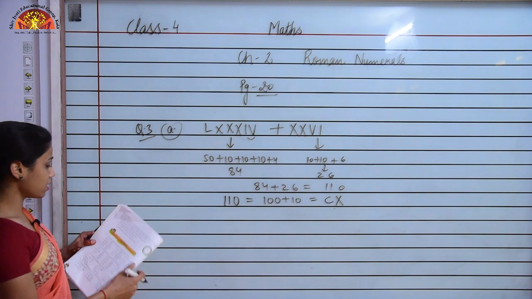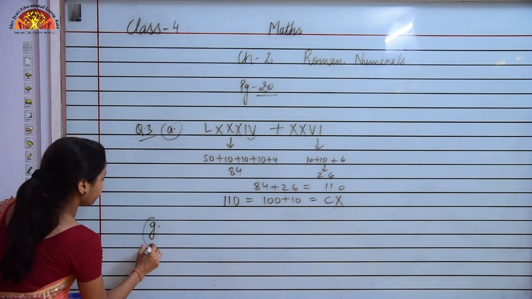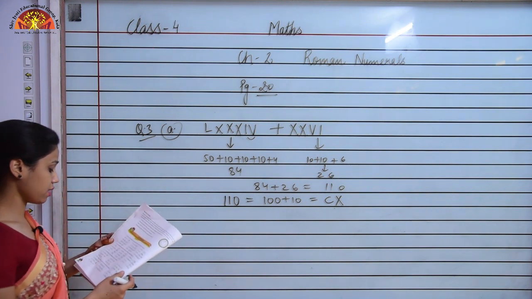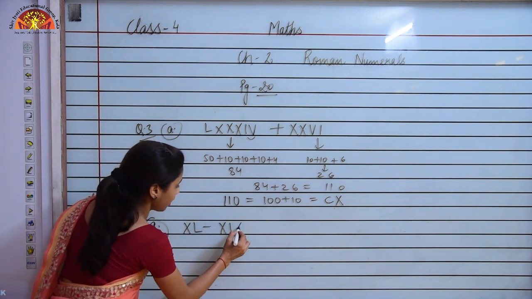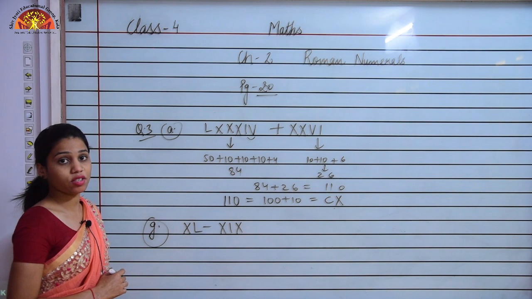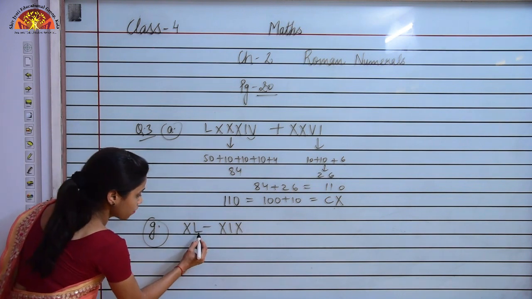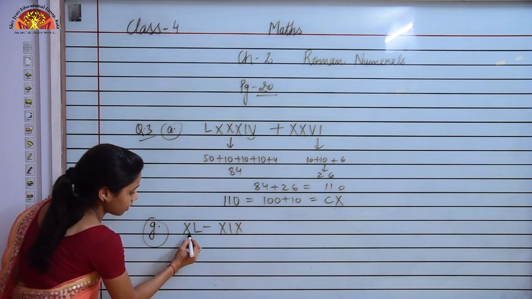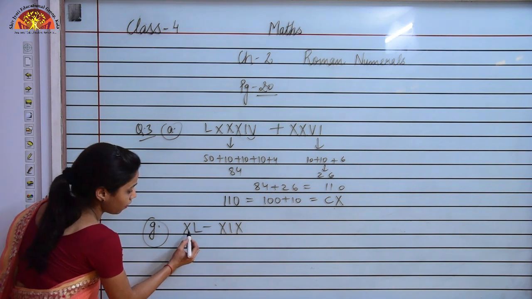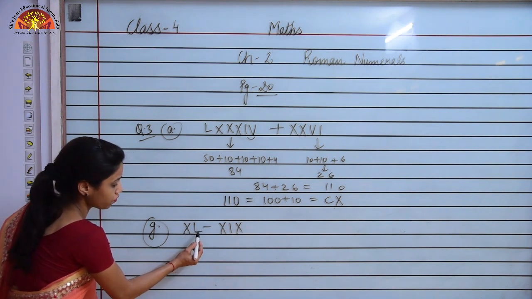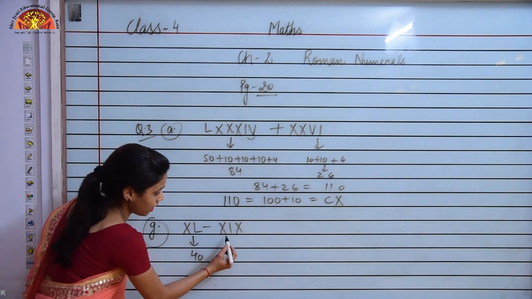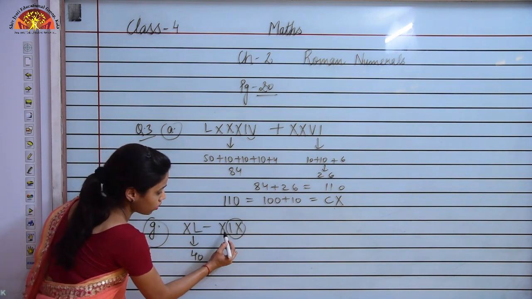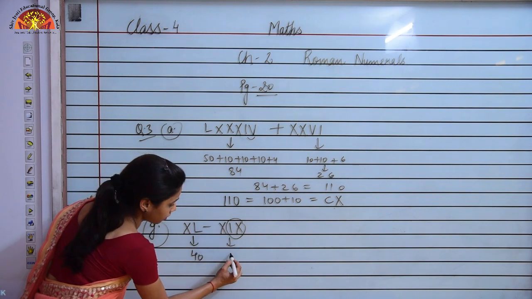Okay, now let us see the G part. Now G part is XL minus XIX. Now in this you have to do the subtraction of Roman numerals. This is 50 and this is 10. So 50, now X is written on the left hand side, so 50 minus 10 is 40. And this is 10 and this is 9. So 10 plus 9 is 19.